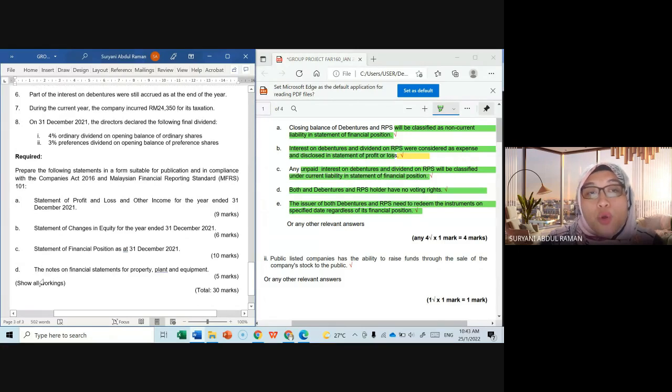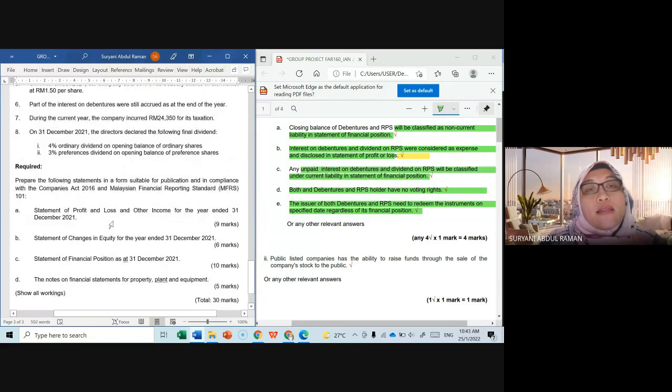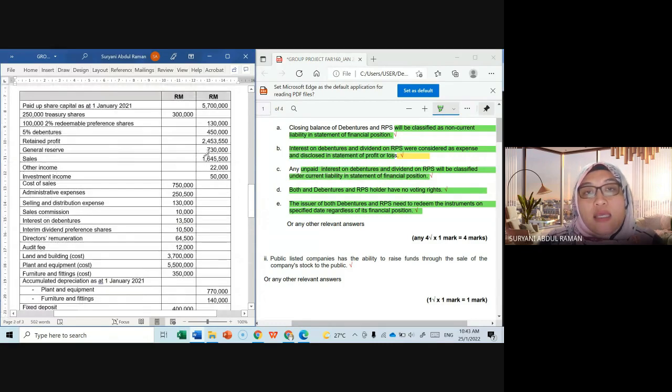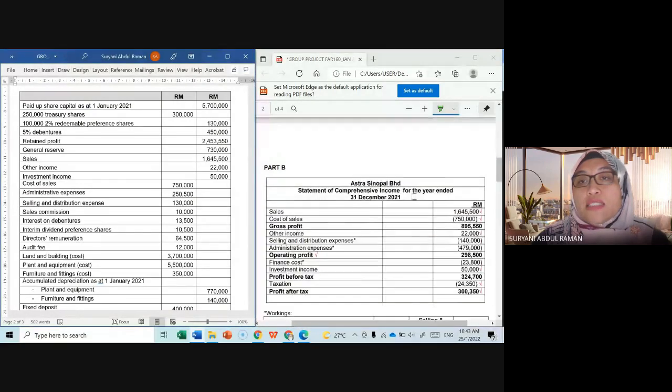You are required to show all workings. Workings mean that if you have an adjustment, let's say the amount of sales given is 1,645,500 ringgit, but when you present it in the statement of profit or loss and other comprehensive income, the SOPL, the amount has been changed. What I mean by show your working is that you must show what makes it different from the original figure. Let's say the amount has been changed to 2 million. You must show me how you get the 2 million instead of 1 million plus here. So let us look together at how the answer should be presented.